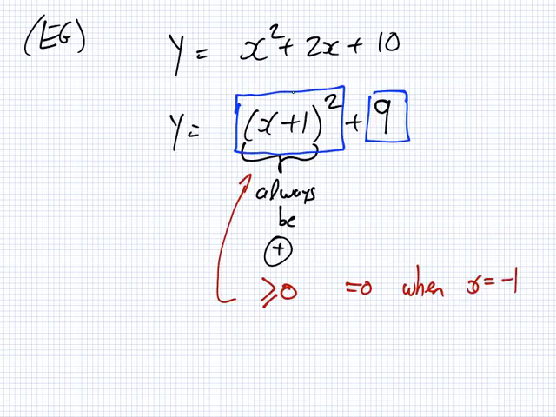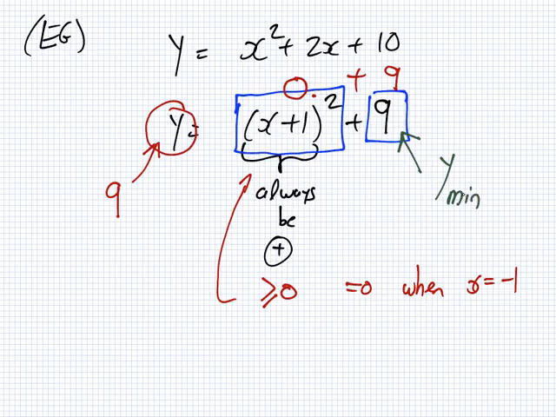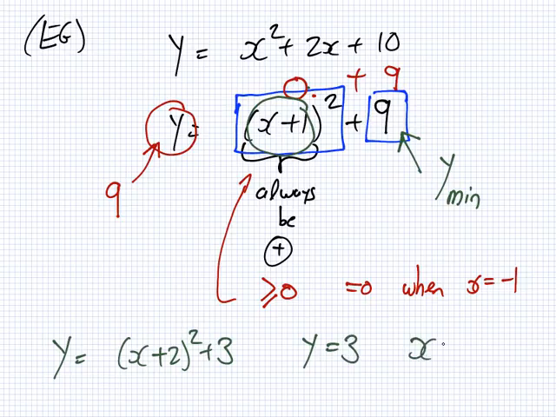So if you think about it, if this has to be at least 0 or bigger, and this is a 9, then what is the smallest y can ever be? It's 9. Because the only way it could be less than 9 is if this was negative. But it can't be negative. So in fact, this piece at the end is the minimum y value, and this happens when this part is 0. So if you had something like y equals x plus 2 squared plus 3, you can know that the smallest y can be is 3, and this happens when x equals minus 2. So this is one use of completing the square. It can allow you to find minimums.